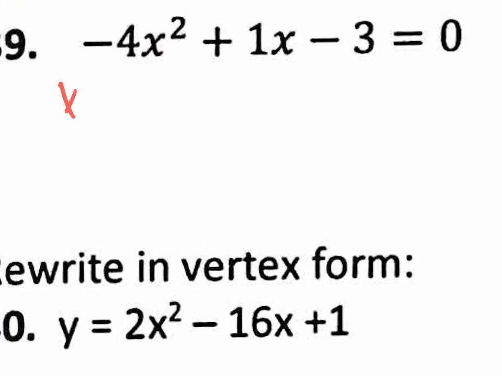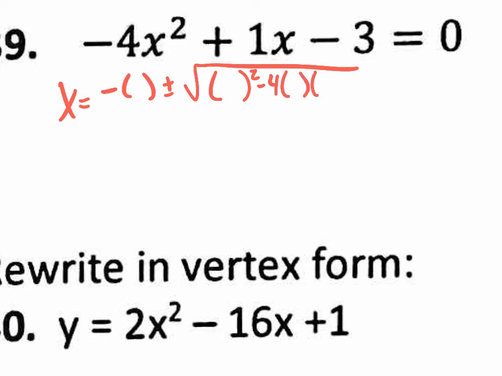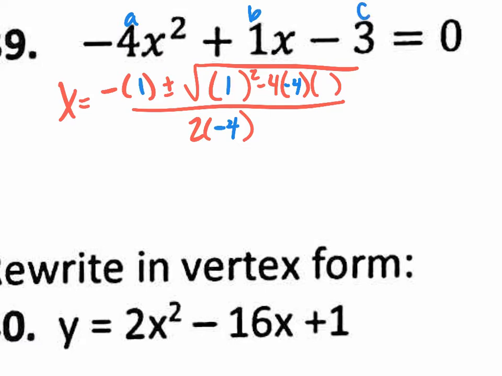Let's do it. x equals negative b plus or minus the square root of b squared minus 4 times a times c, all divided by 2 times a, where the a value is negative 4, the b value is 1, and the c value is negative 3. So let's do the math here. We have 1 squared, that's just going to be a 1. Then we have negative 4 times negative 4, that's positive 16, times negative 3. It takes you back to a negative 48.